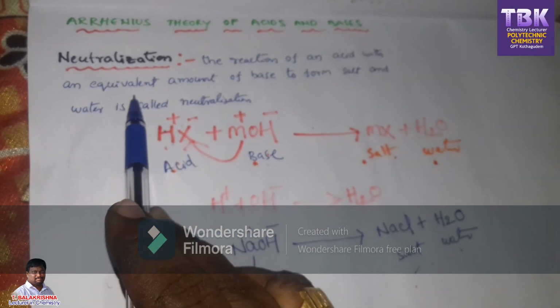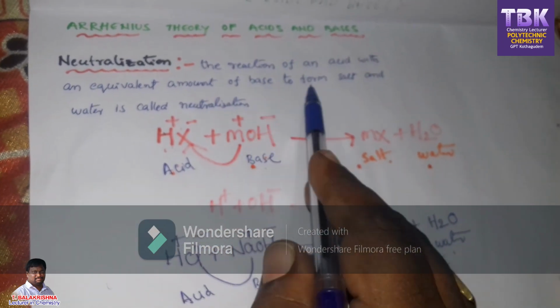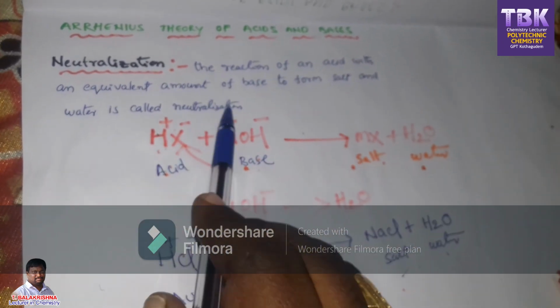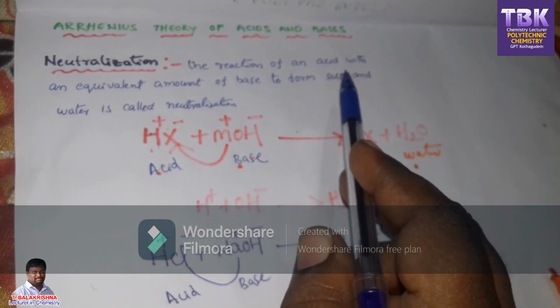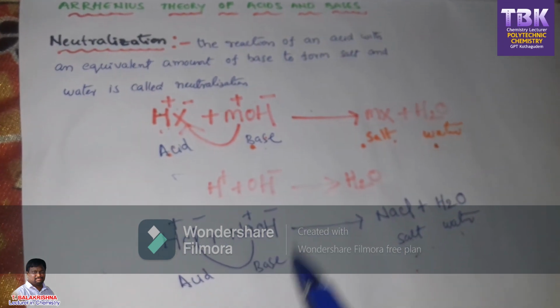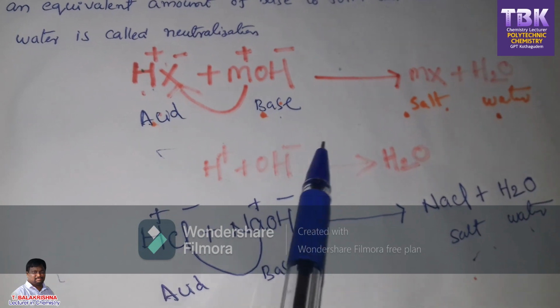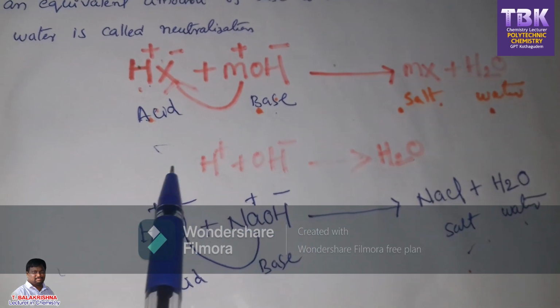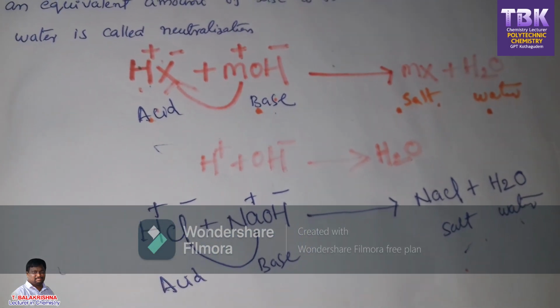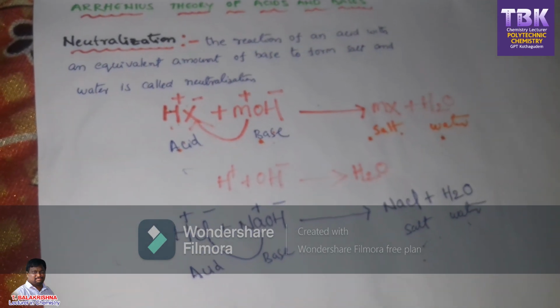According to the Arrhenius theory, the neutralization reaction is defined as an acid reacting with an equal amount of base. If it produces salt plus water, that reaction is called neutralization reaction. In this reaction, acid contains H plus ion, base contains OH minus ion. Both combine to form a water molecule. That is neutralization reaction.